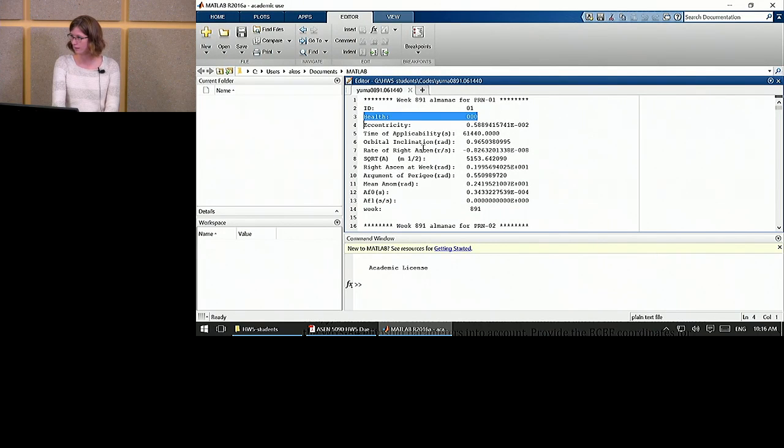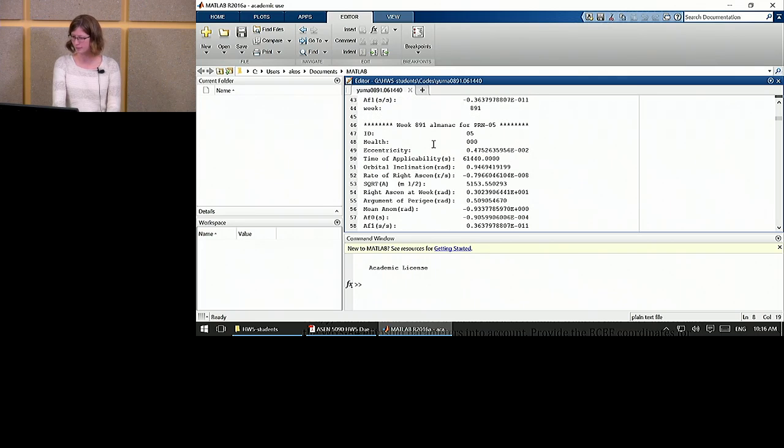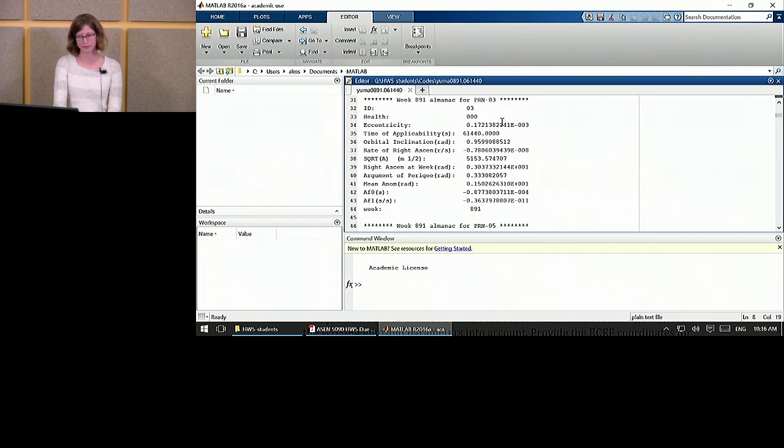31 is missing PRN 4. That's probably because PRN 4 might not be healthy, or non-existent. Each of these has an ID number, a health, eccentricity, time of applicability. I'm assuming you all have looked into these.